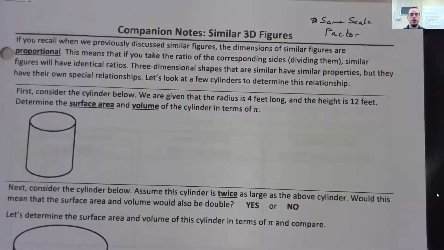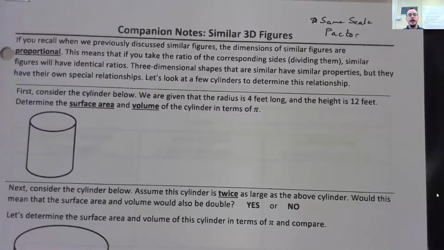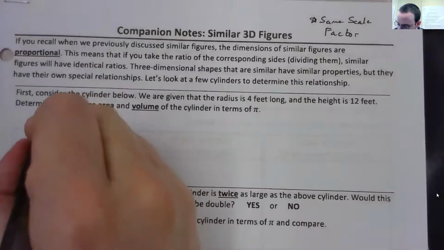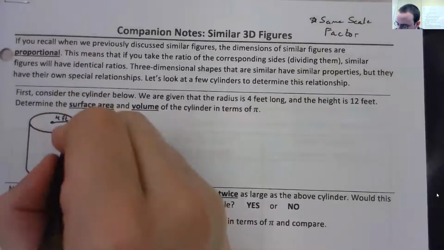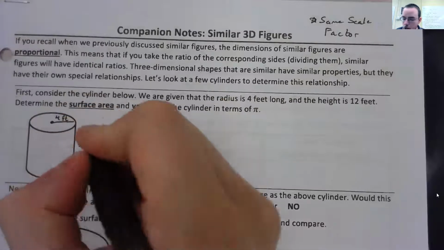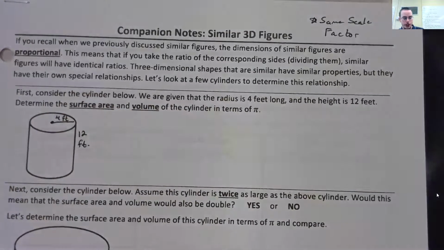First we're going to consider the cylinder below. We're given the radius is 4 feet long and the height is 12 feet, and we want to determine the surface area and volume of the cylinder in terms of pi. So the radius here is 4 feet, and the height is 12 feet.